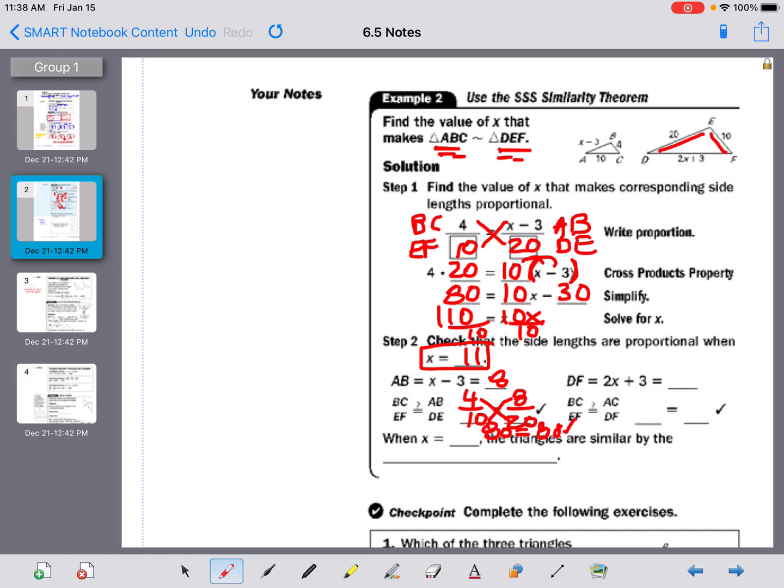All right, they said, well, wait a minute. DF up there has 2x plus 3. If I do 2 times 11 plus 3, I get 22 plus 3 is 25. And if I call this side 25, I can match it with that 10 over there. So 10 over 25 can go with my 4 over 10. And again, I can cross multiply and I get 100 equals 100. So I would say we're good either way on all of them. So x equals 11, then my triangles are similar. If it was any other number, my triangles wouldn't be similar.